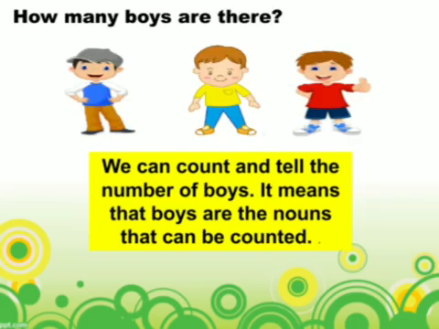Now here I want to ask you, how many boys are there in this picture? Yes, you are right. There are three boys. So what we did is we counted the boys and described them using a number, that there are three boys. It means that the word boys is also a count noun. So we can count and tell the number of boys, which means that boys are the nouns that can be counted. Okay?